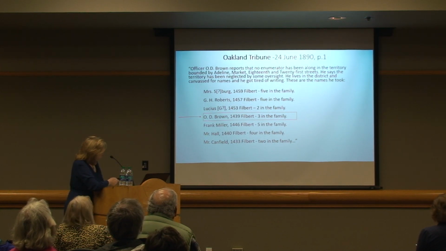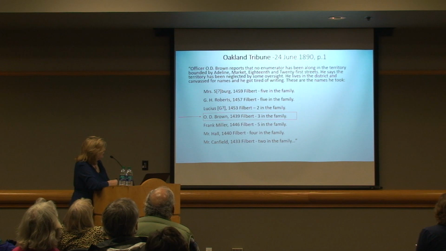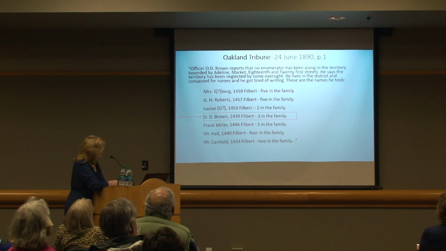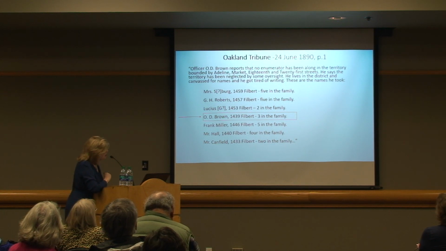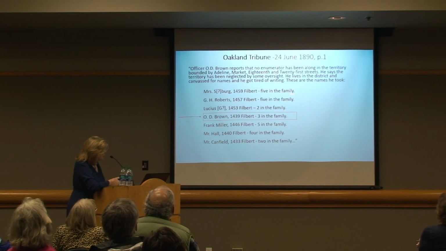One of them, an officer, O.D. Brown, reported that no enumerator had been along in the territory bounded by Adeline, Market, 18th, and 21st Streets. He says the territory has been neglected by some oversight. He's being generous. He lives in the district and canvassed for names, and he got tired of writing. And these are the names he took. Now, this is just an extract of that page. But here you can find at least the person's name, the address they lived in Oakland, and how many were in the family.